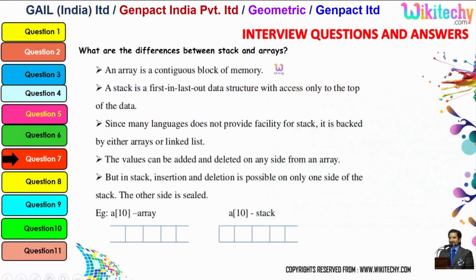Now let's talk about the differences between stack and arrays. An array is a continuous block of memory and you can insert and delete on both sides. Whereas a stack will have only one side to insert and delete. The last one who comes in will be the first to come out. That's how the stack works. That's the difference.